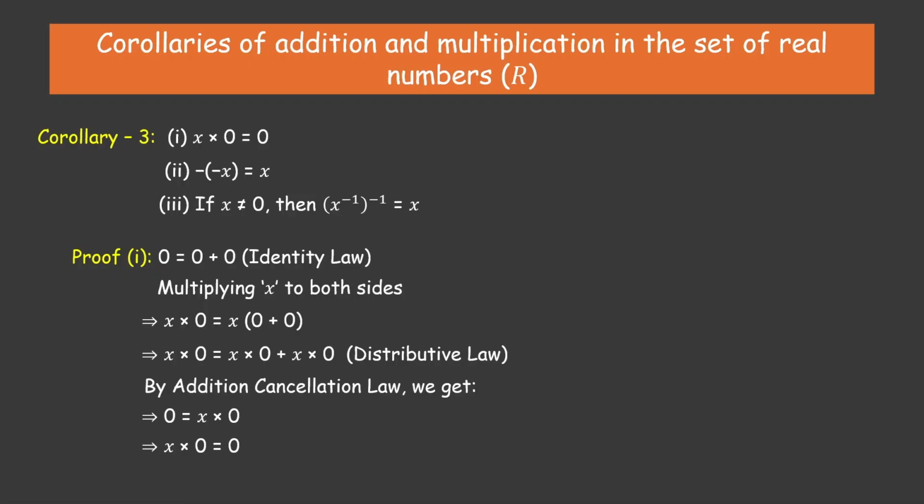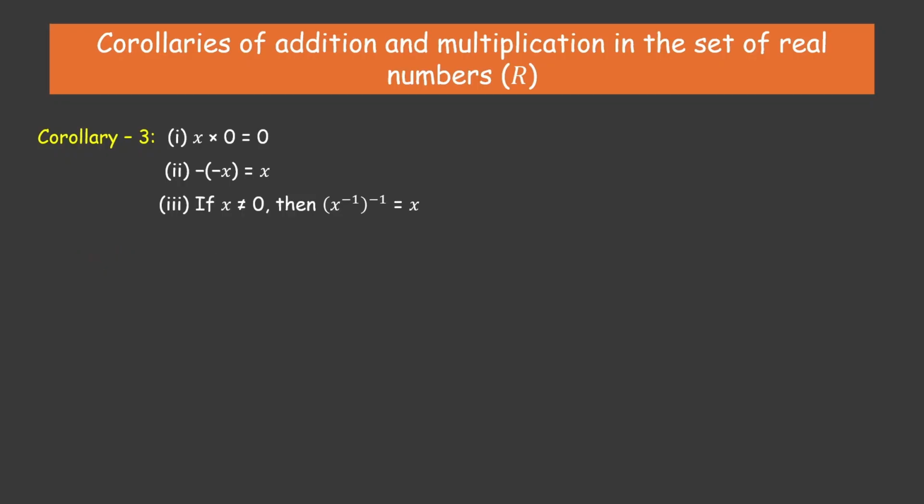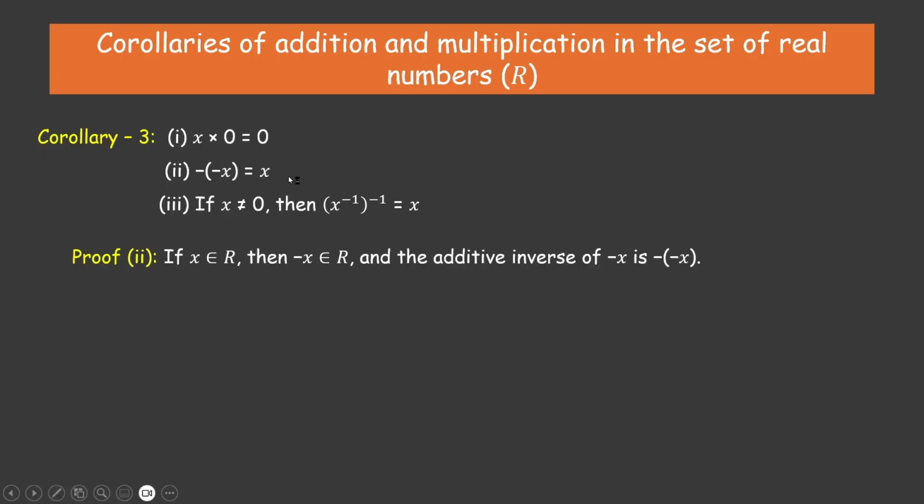Let us now look at the second part. We want to prove that negative of negative x is equal to x. If x belongs to the set of real numbers, then negative x also belongs to the set of real numbers. And the additive inverse of negative x is negative of negative x. What is additive inverse? If we recall, additive inverse of a number is that number which when added to it gives 0. So when you add these two numbers, it gives 0.